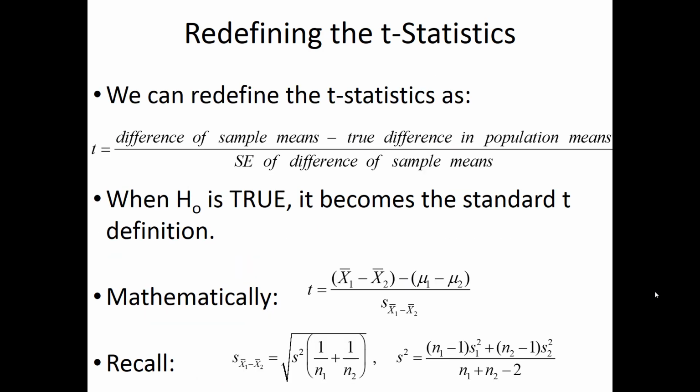We can redefine the t-statistic as the difference of sample means minus the true difference in population means over the standard error of the difference of the sample means. Thus, when the null hypothesis is true, it becomes the standard t definition because the true difference in population means is equal to 0. Mathematically, t is equal to the difference in the sample means minus the difference in the population means, all over the standard error of the difference of the sample means. Remember that the standard error of the difference of the sample means should come from the pooled variance of the two samples.